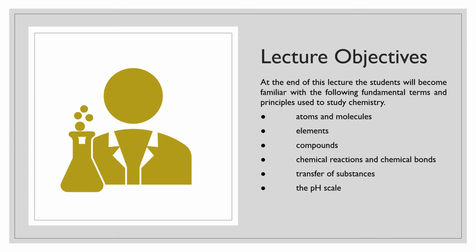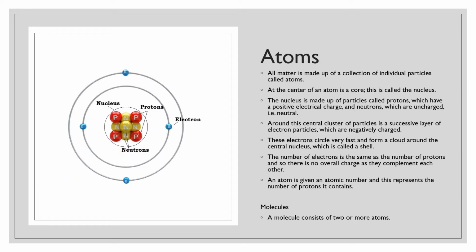At the end of today's lecture, students will become familiar with the following fundamental terms and principles used to study chemistry: atoms and molecules, elements, compounds, chemical reactions and chemical bonds, transfer of substances, and pH scale. We begin our discussion today by looking at atoms.